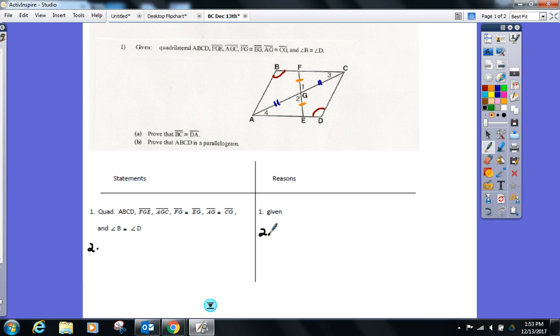What did I give you this figure was? Not a parallelogram, but a? Okay, you know nothing then. You know nothing. You cannot use any parallelogram property right now. So we need to get to BC being congruent to AD a different way.